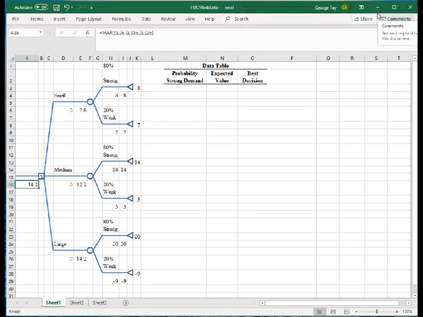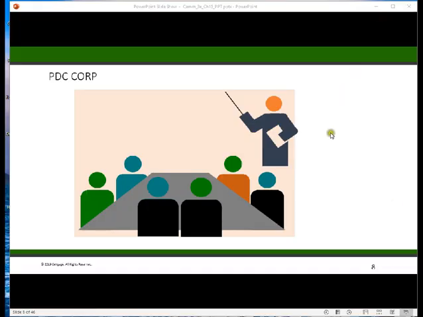Okay, so we'll go over the model some more, but first let's get back to getting some background knowledge on this whole topic.